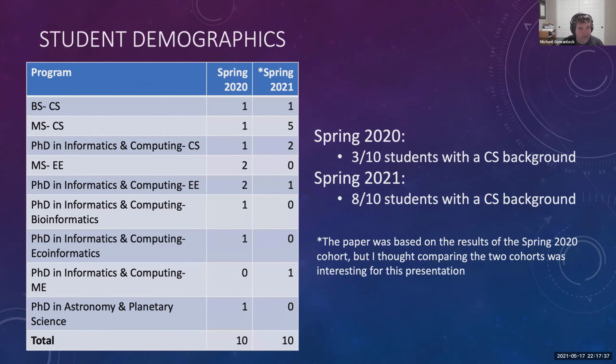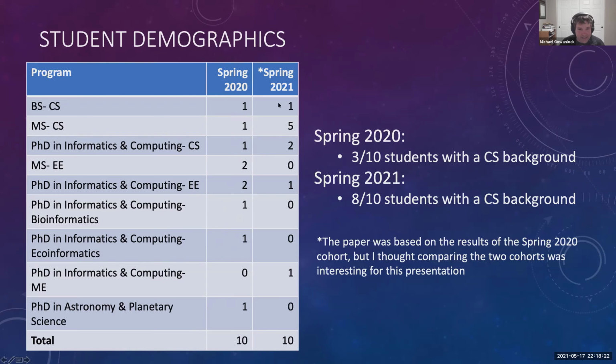Okay, so I just want to go over the student demographics. In spring 2020, so this was last spring, I just finished the spring 2021 course. And so we have one brave undergraduate student in computer science, actually the student did great, one master's student in computer science, one informatics computing PhD, that PhD program is multidisciplinary. So one that was in the computer science track, 2 masters in electrical engineering, 2 PhD students in the electrical engineering track, and then 1 bioinformatics student, 1 ecoinformatics student, and 1 astronomy and planetary science student. So this is a pretty diverse group of students to teach high performance computing to.